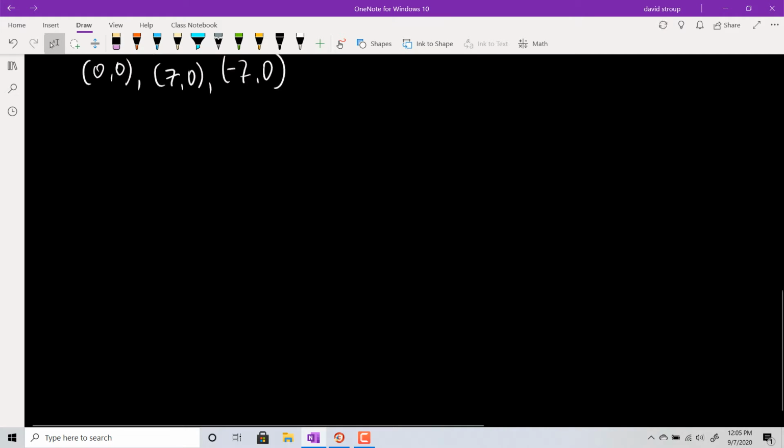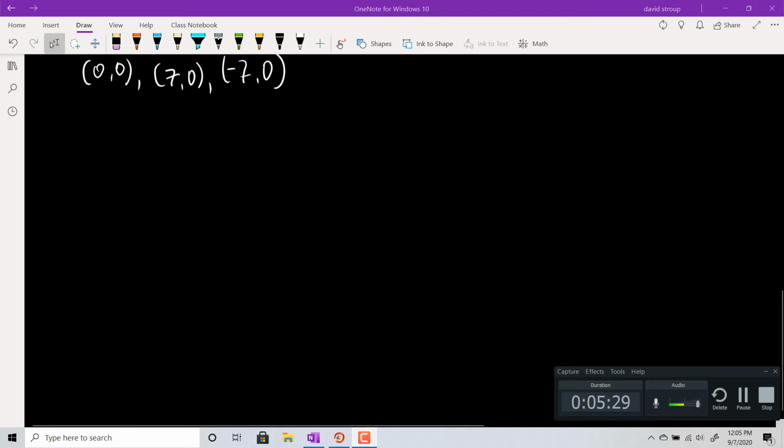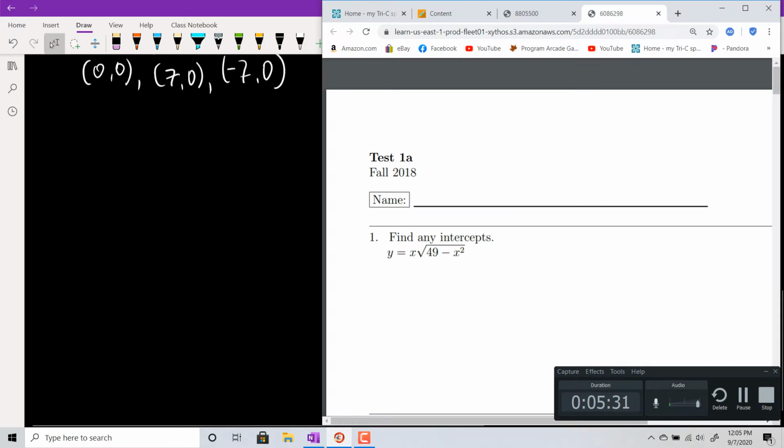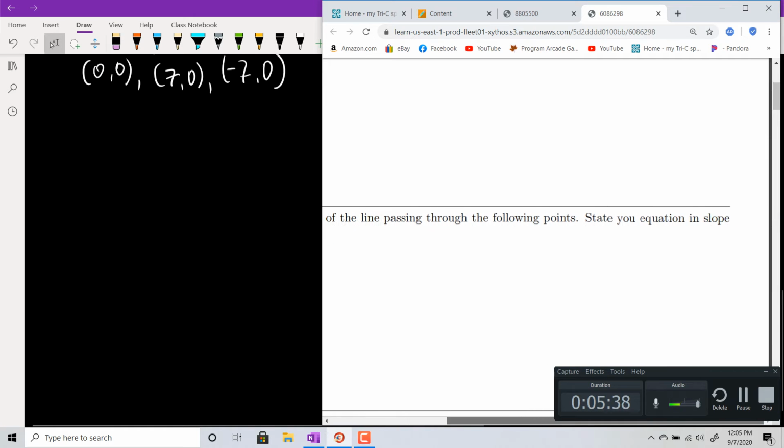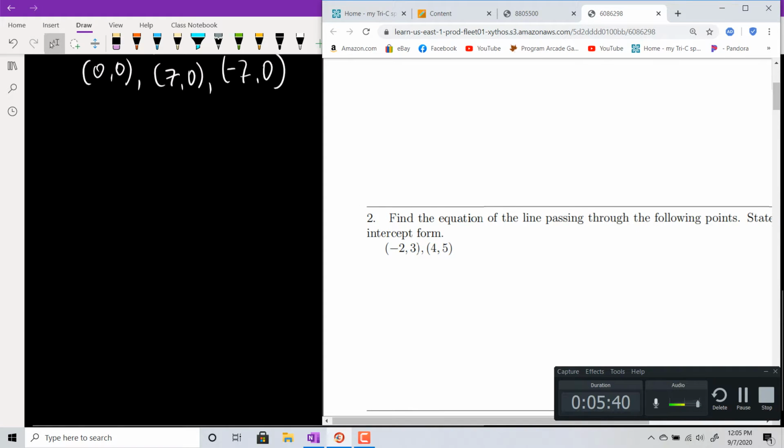Okay, so these are just review type problems. I'll be picking one similar to what I did in my lectures. And let's look at the next one. Find the equation of the line passing through the following points. State your equation in slope-intercept form.